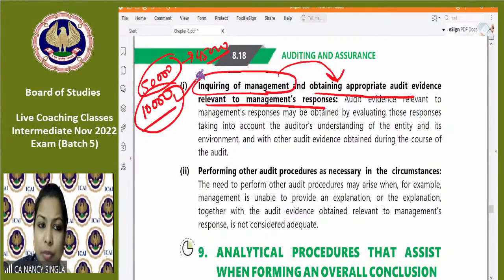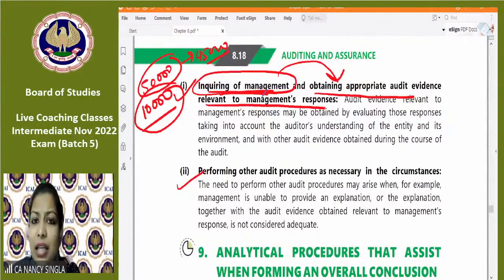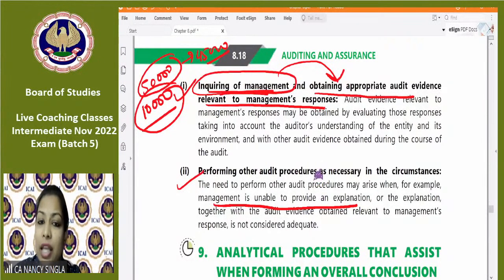Suppose this is the first point, and second point is what? Suppose when you inquire management they say, I don't know, the facts are in front of you, you can yourself analyze. So if management is unable to provide an explanation, or you are not able to obtain appropriate audit evidence with respect to the management response, you will perform other audit procedures as is necessary, है ना? So whatever auditor will again apply what? His professional judgment, and accordingly he'll perform the other audit procedures. ठीक है? कब? जब ऊपर में से दोनों बातें नहीं हुई, मैनेजमेंट ने रिस्पॉन्स नहीं दिया या जो रिस्पॉन्स दिया, you are not able to obtain sufficient appropriate audit evidence with respect to that.